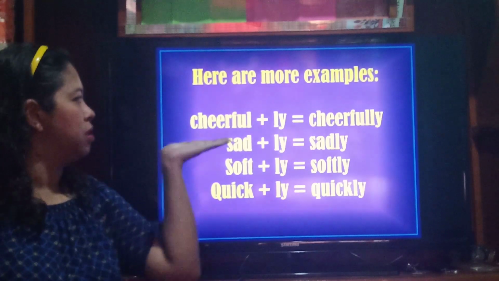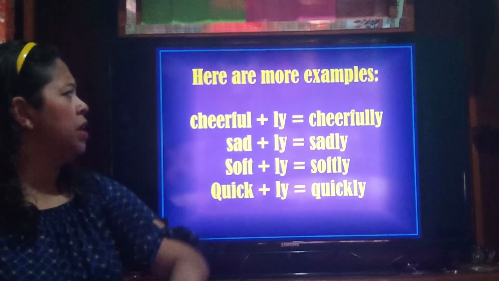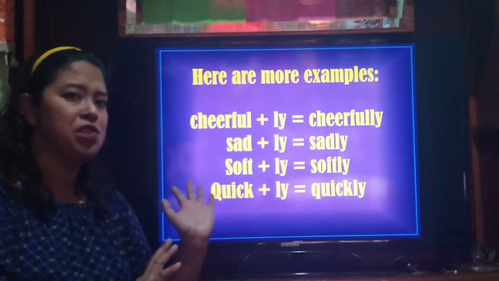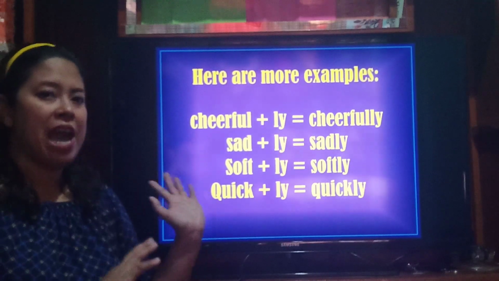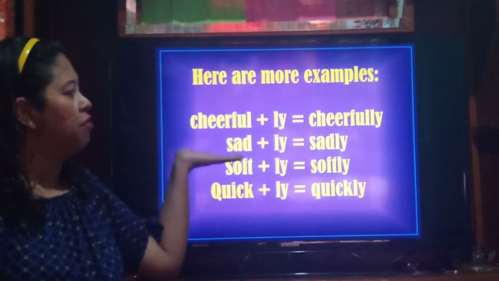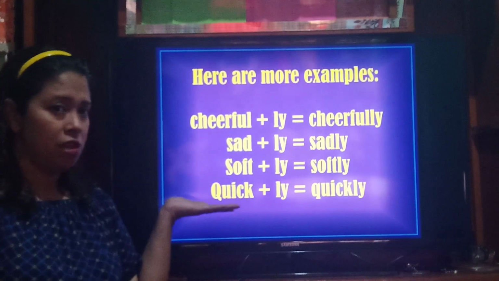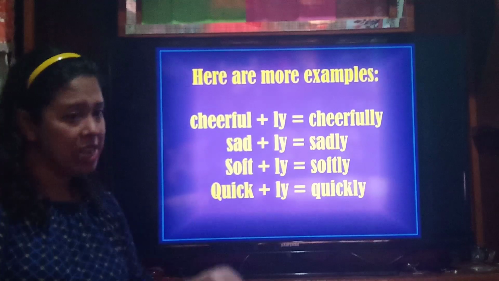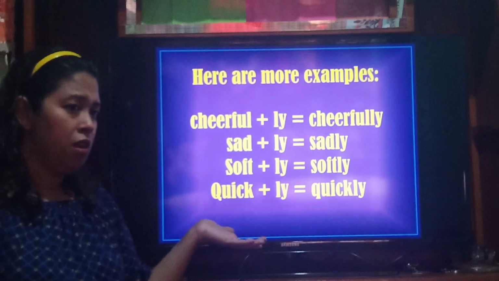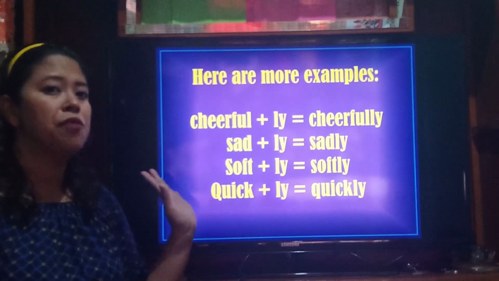Here are more examples. We have the adjective cheerful, wherein if we add -ly, it will become cheerfully. These are examples for the first rule, those words that become adverbs by adding -ly. Second, sad. That's also an adjective, wherein if you add -ly, it will become sadly. We have soft, another adjective, that if we add -ly to it, it will become an adverb, which is softly. Quick, by adding -ly, will form quickly. These are examples for the first rule.